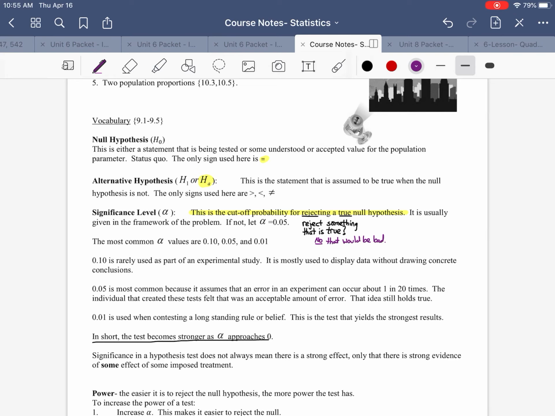It's a lot of logical jargon, but it gets at the idea: do we want to reject something that we know is true? Do we want to intentionally make a mistake? Of course not. This alpha value helps us avoid that.